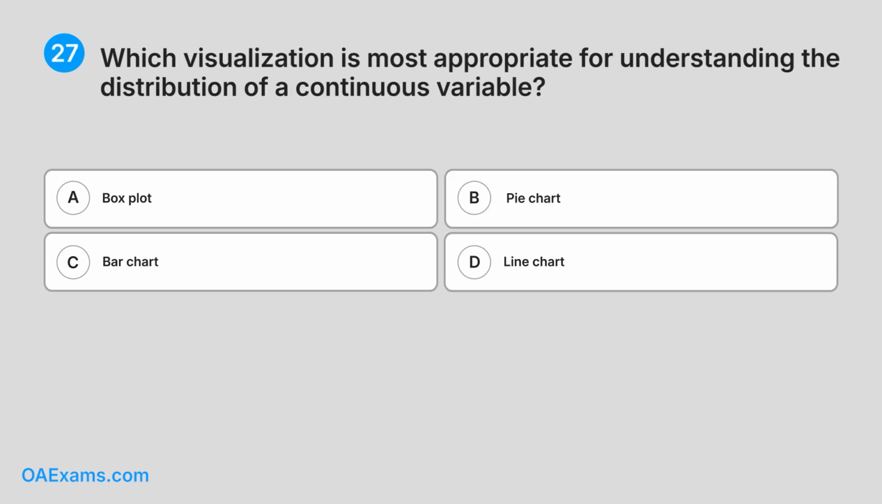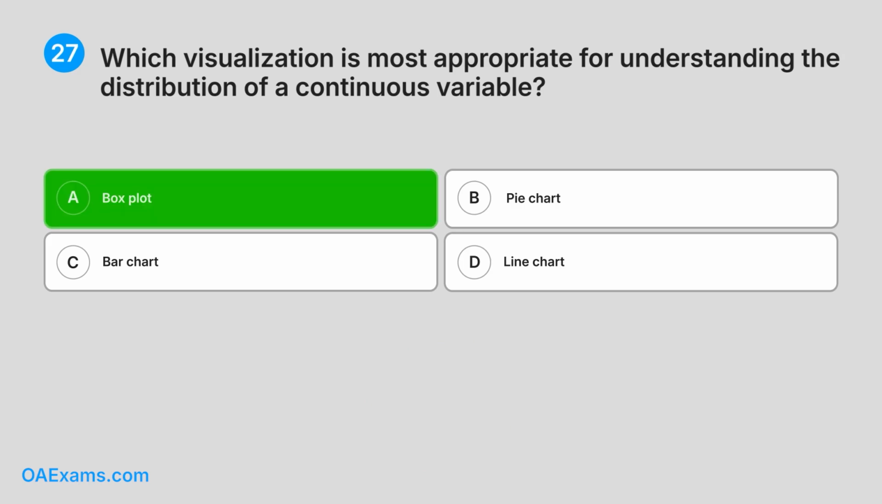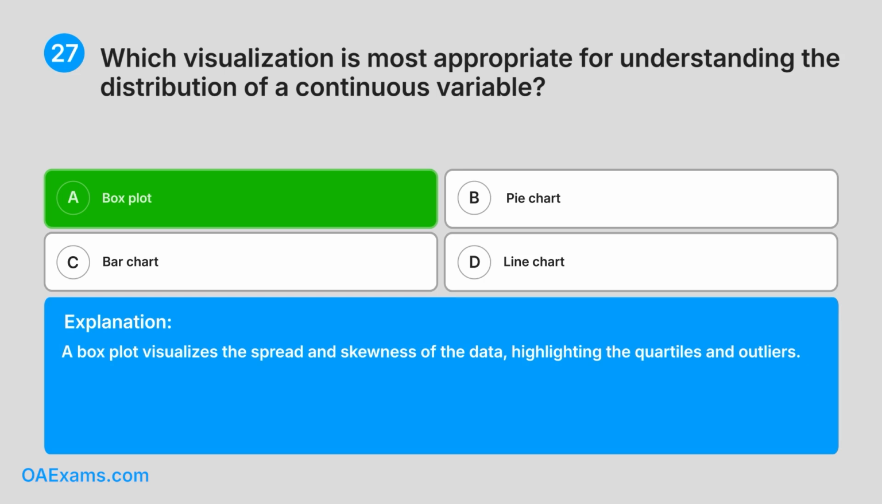27. Which visualization is most appropriate for understanding the distribution of a continuous variable? A. Box plot. B. Pie chart. C. Bar chart. D. Line chart. What do you think is the answer? Correct answer. A. Box plot. Explanation. A box plot visualizes the spread and skewness of the data, highlighting the quartiles and outliers.